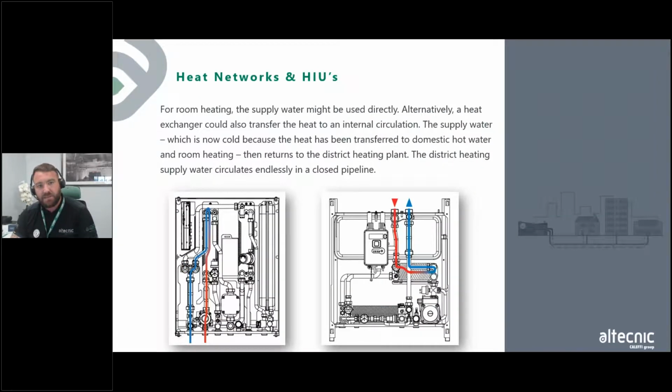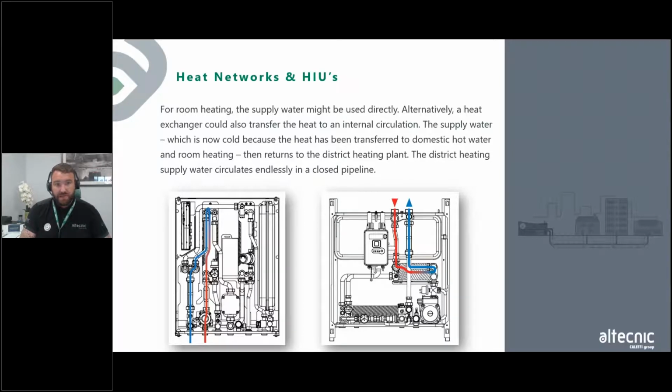For room heating, the supply water might need to be used directly. Alternatively, a heat exchanger could also transfer the heat into an internal circulation. So what we're saying there is we have direct or indirect units. You can take the primary supply and put that straight around the tertiary circuit, around the heating circuit. But what we do tend to have there is, if there's a leak or something, the whole system can start to fall over. Whereas if we put it through a plate heat exchanger, we are keeping that mechanically separated via the heat exchanger itself.